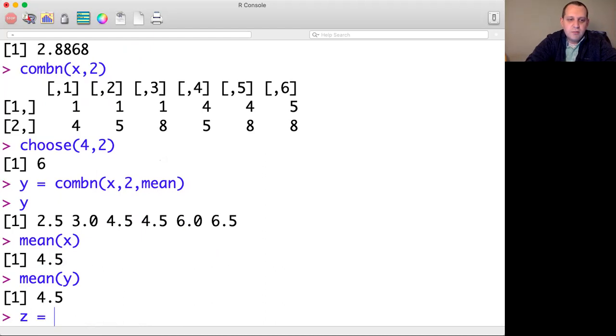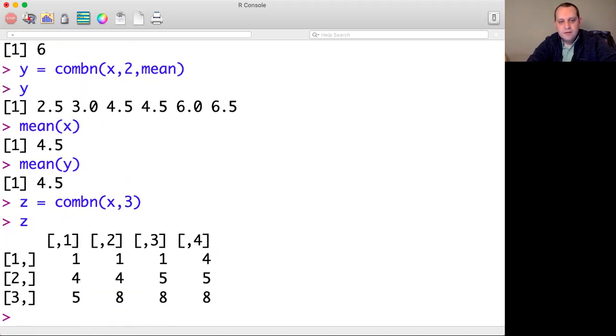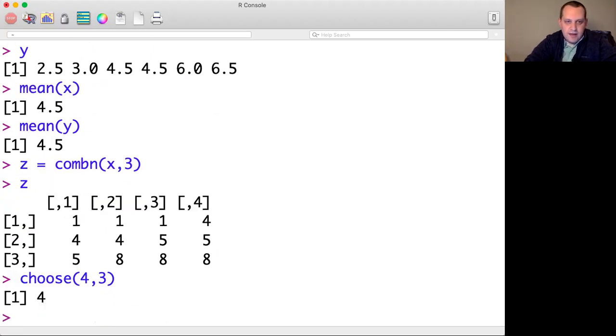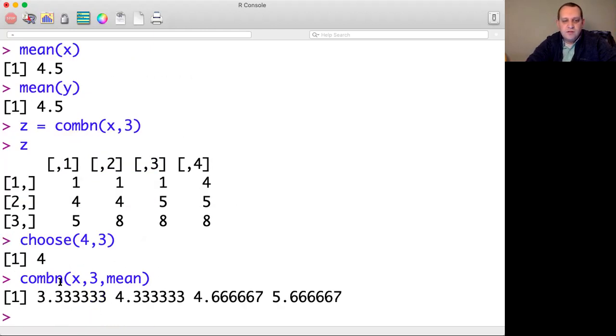So for example, I could have picked Z to be the combinations from X of size 3. There's going to be 4 of these. Okay, so those are the 4. The reason why I know that there's 4 of them is because 4 choose 3 is 4. And again, you could look at the combinations of X of size 3 and the means of those combinations. So in other words, we take 1 plus 4 plus 5 divided by 3, 1 plus 4 plus 8 divided by 3, and so on. And if we do that, these are the values that we get.